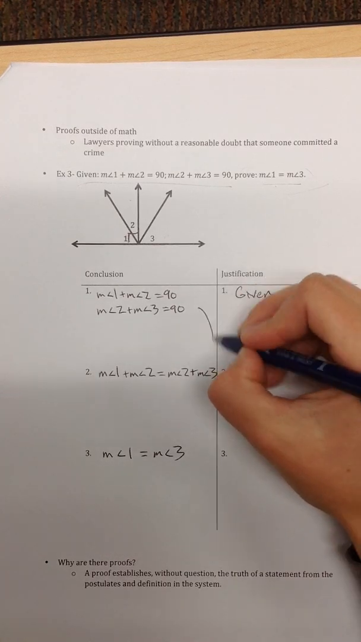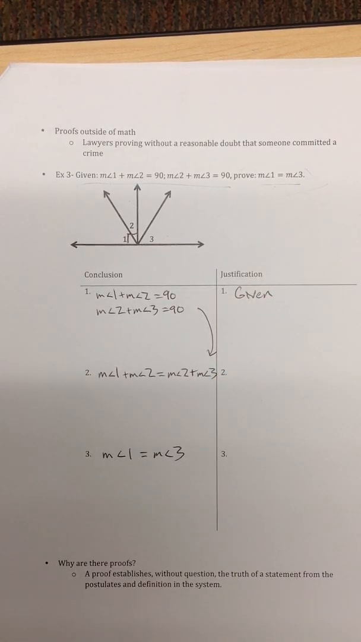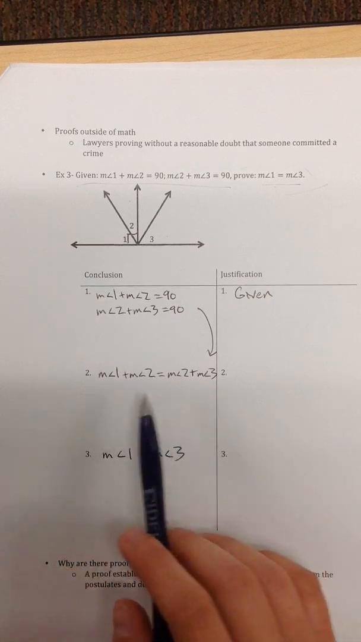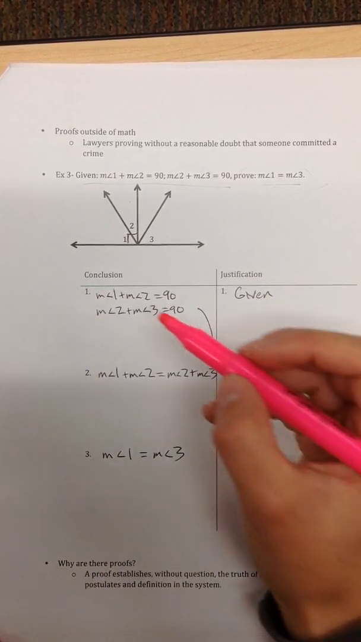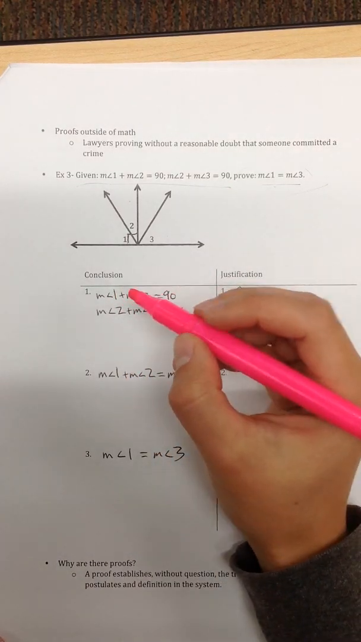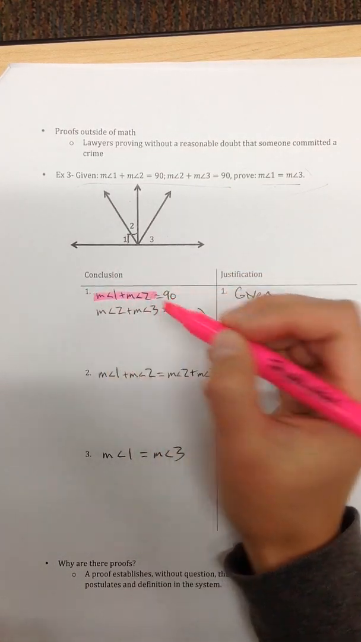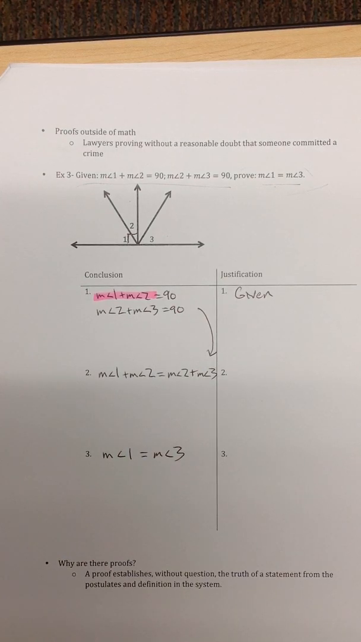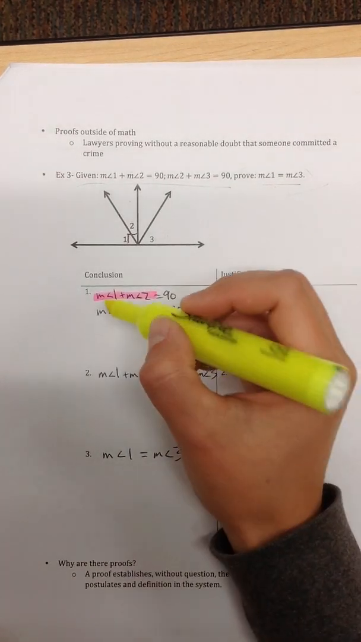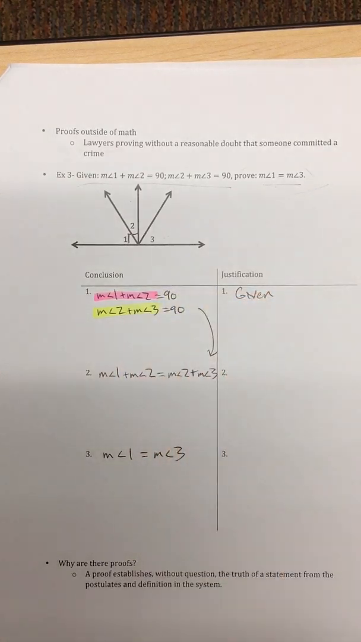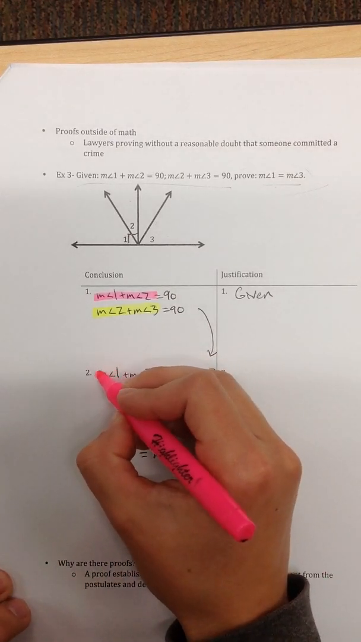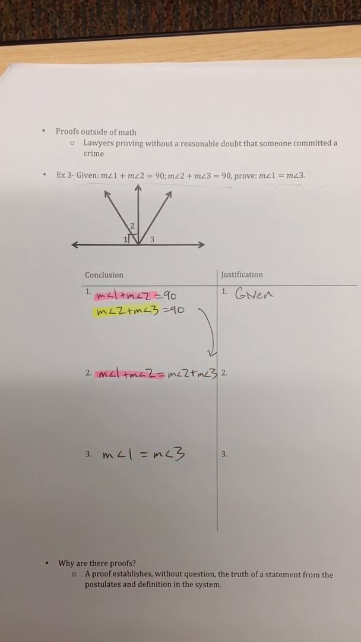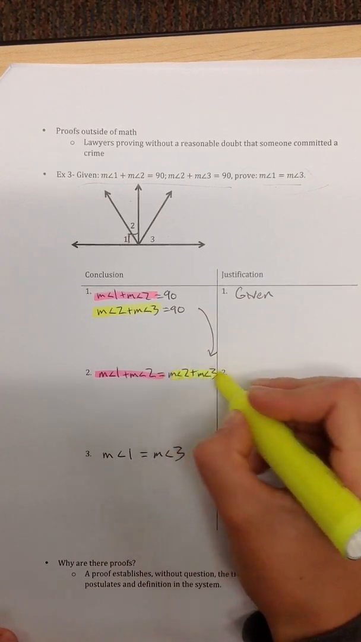So to get from the first step to the second step, basically what's happening is they're changing. So let's highlight this here. We've got measure of angle 1 plus measure of angle 2 is equal to 90. And then we've got measure of angle 2 plus measure of angle 3 is equal to 90. Well, they actually have those same exact phrases down here. So measure of angle 1 plus measure of angle 2 is the same there, and then 2 and 3 is here.